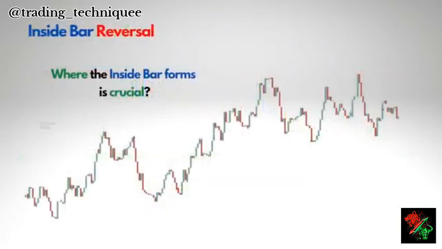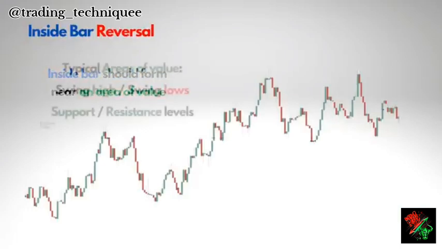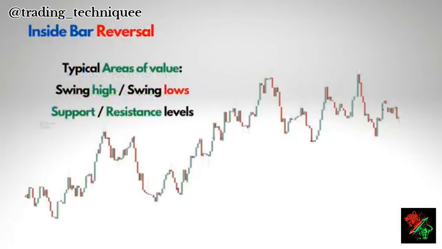So moving on to trading the inside bar as a reversal. The key to inside bar reversal strategy is where the inside bar falls. To use the inside bar as a reversal, you need to see it formed at a swing high or a swing low depending on the market trend, and even at key price action levels or areas of value. And these levels are often the major support or resistance level.